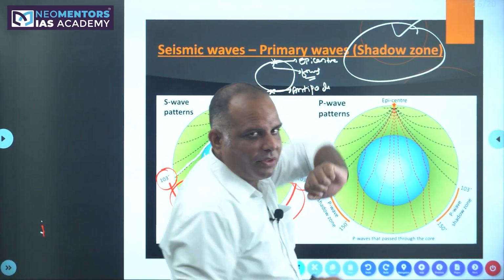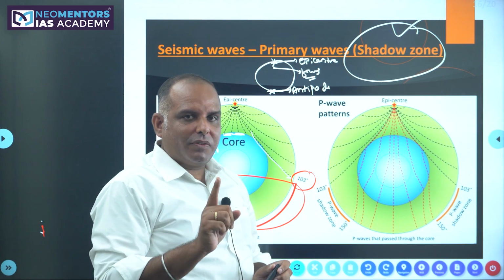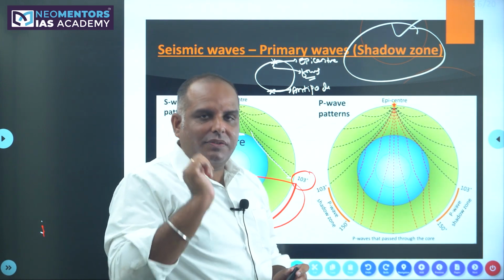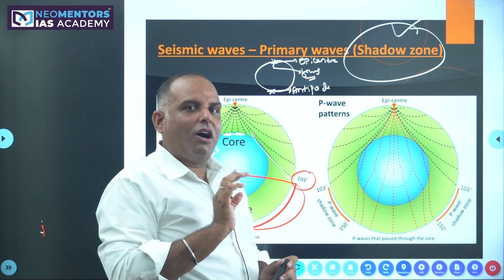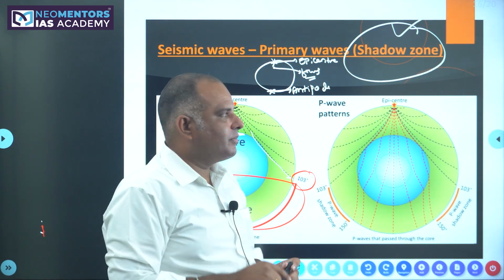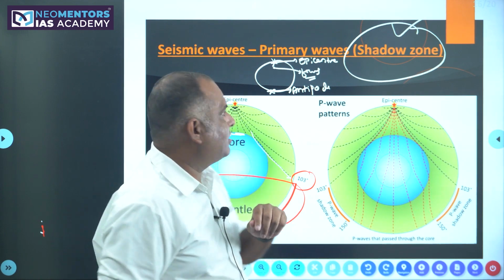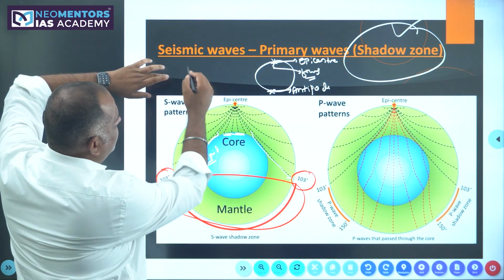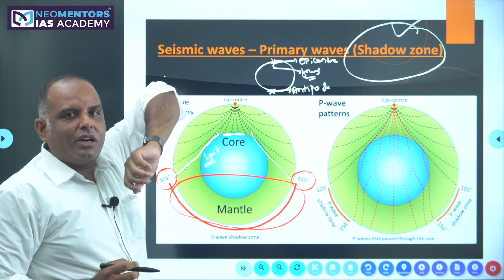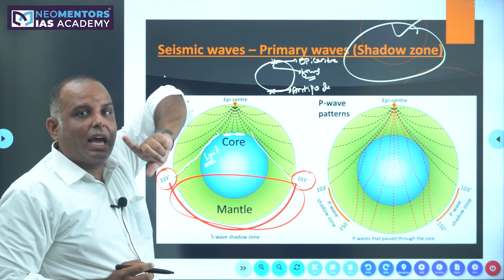What about the P wave? When we were discussing P waves, we mentioned that they are longitudinal waves and they will travel through all mediums. But you should understand something called refraction. What is refraction? In your 8th standard or 9th standard, you would have learned about light.